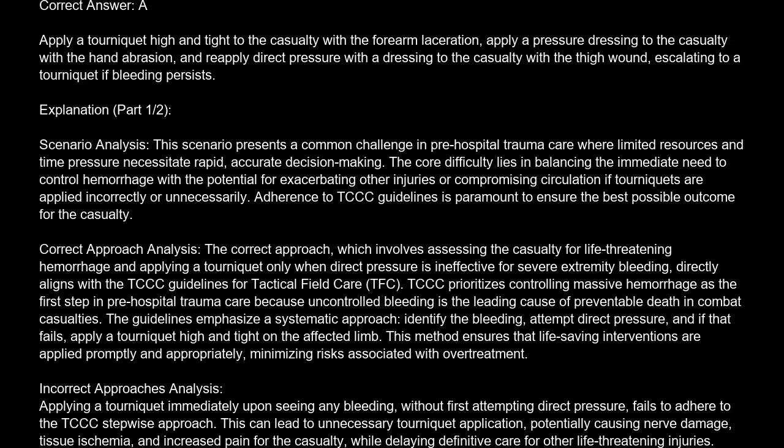The correct answer is A. Apply a tourniquet high and tight to the casualty with the forearm laceration, apply a pressure dressing to the casualty with the hand abrasion, and reapply direct pressure with a dressing to the casualty with the thigh wound, escalating to a tourniquet if bleeding persists.